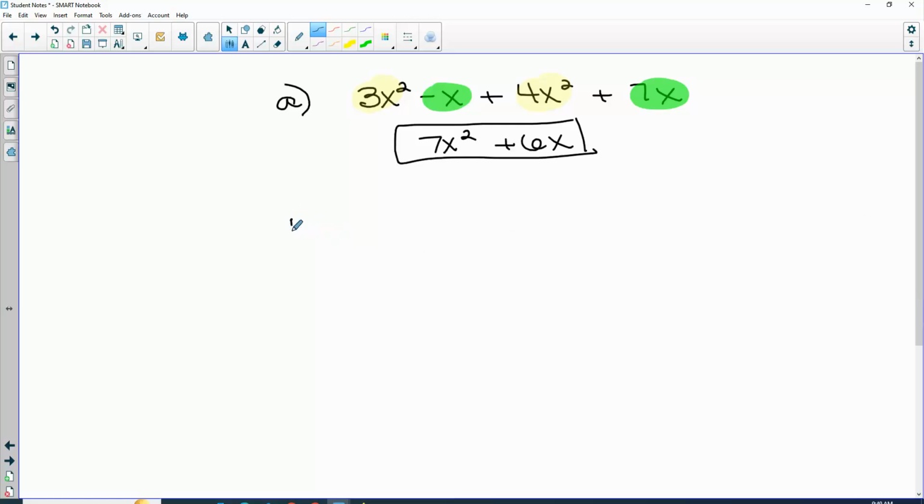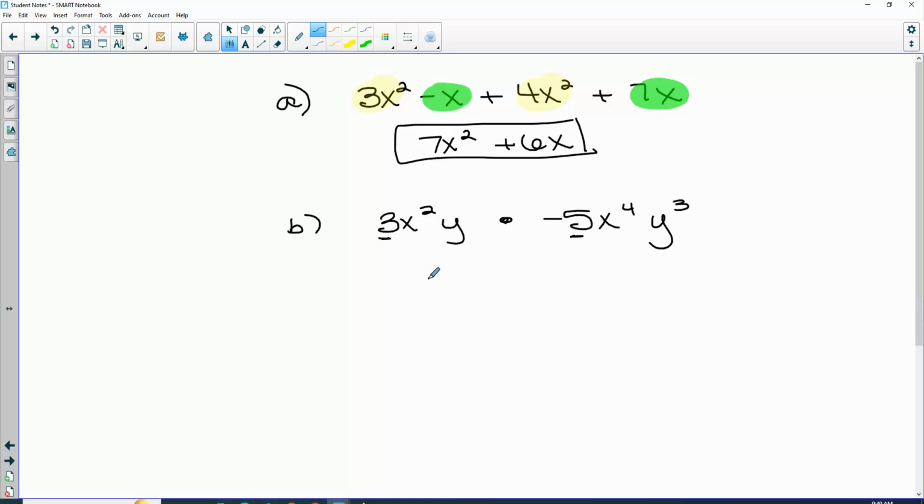What if I said 3x squared y times negative 5x to the 4th y to the 3rd? How do you multiply those? Times negative 5x to the 6th.